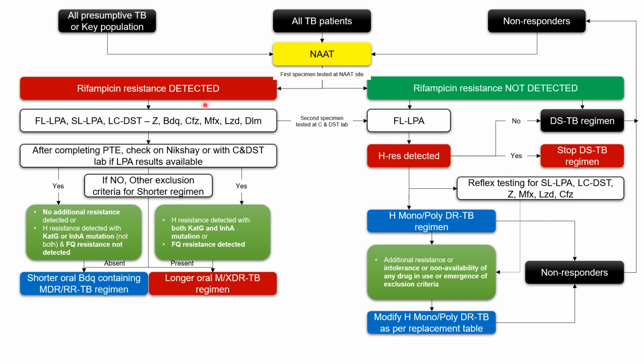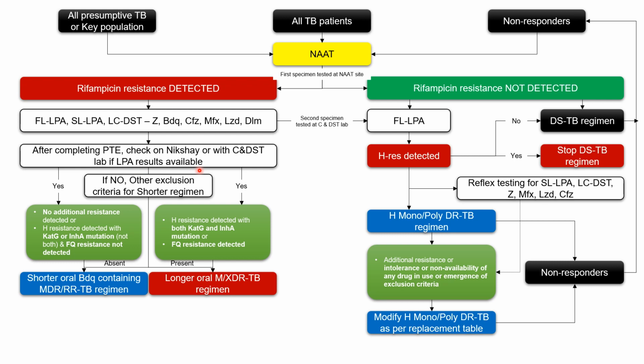So what did we do here? First, we detected rifampicin resistance by the NAT. Then we did all these tests, that is FLLPA, SLLPA and LC-DST. Depending on the reports of those tests, we have to give the therapy. If results are not available, we have to look for the exclusion criteria for shorter regimen. If exclusion criteria is present, that means we cannot give shorter regimen, so we have to give longer regimen. On the other hand, if exclusion criteria is absent, then we can give shorter regimen. So we gave shorter regimen.